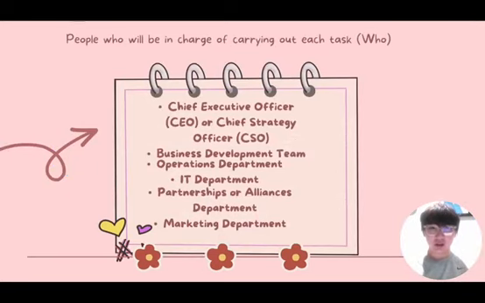There are 6 people from different fields: the Chief Executive Officer or Chief Strategy Officer, who can launch relevant policies. Also, the Business Development Team, Operations Department, IT Department, Partnerships or Alliances Department, and Marketing Department.